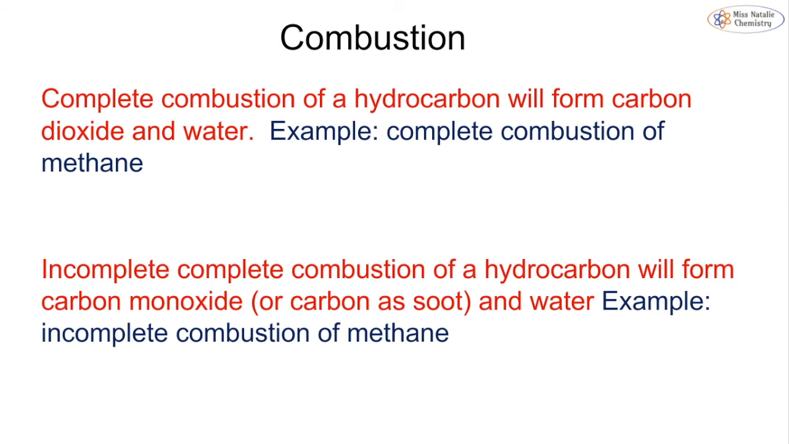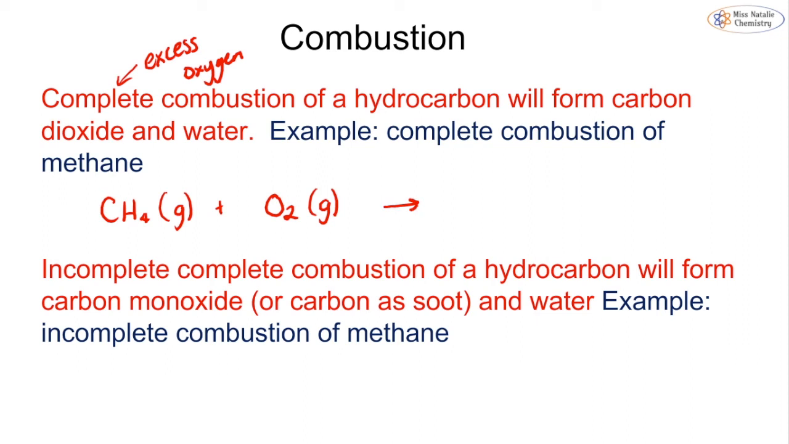So the complete combustion of a hydrocarbon is when you have excess oxygen, or more than enough oxygen for the reaction to take place, and we're going to form carbon dioxide and water. For example, we can write an equation for the complete combustion of methane. Methane is CH4, and it has the state symbol of a gas. We react it with oxygen, which is O2, because remember it is diatomic, and that is also a gas, and we form carbon dioxide, CO2, which is a gas, plus water, H2O, which is a liquid.